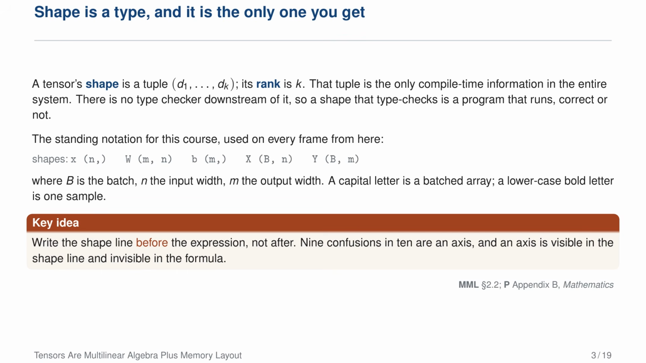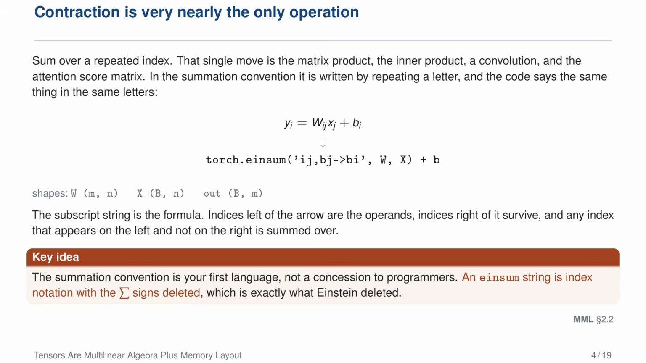I'm going to fix a notation now and use it on every frame for the rest of the course. A lowercase bold letter is one sample. A capital letter is a batch of them. A weight has outputs first and inputs second. Every frame from here that carries a tensor expression gets a shape line underneath it. Write that shape line before the expression, not after. 9 confusions out of 10 are an axis, and an axis is visible in the shape line and completely invisible in the formula.